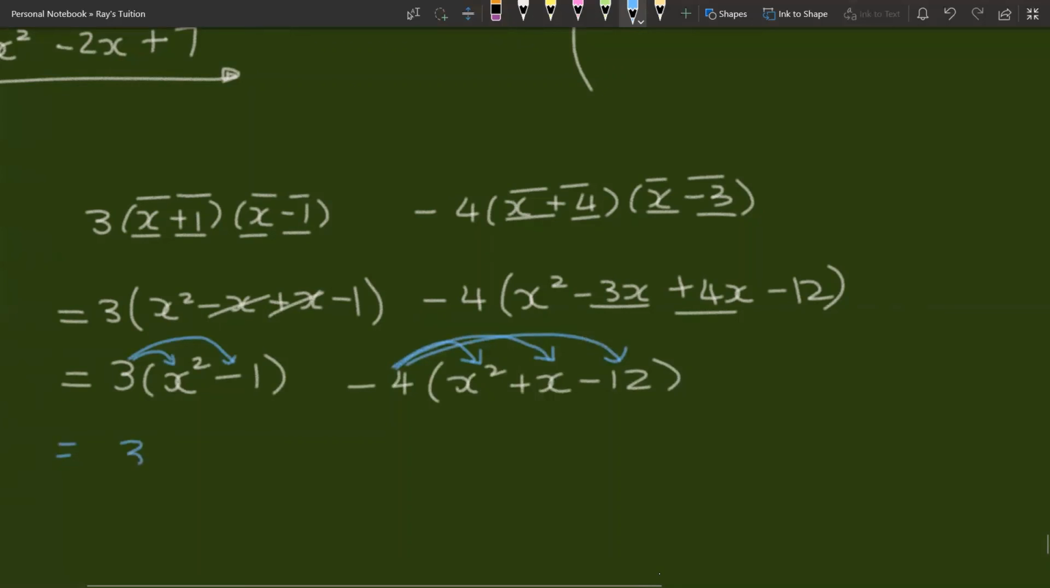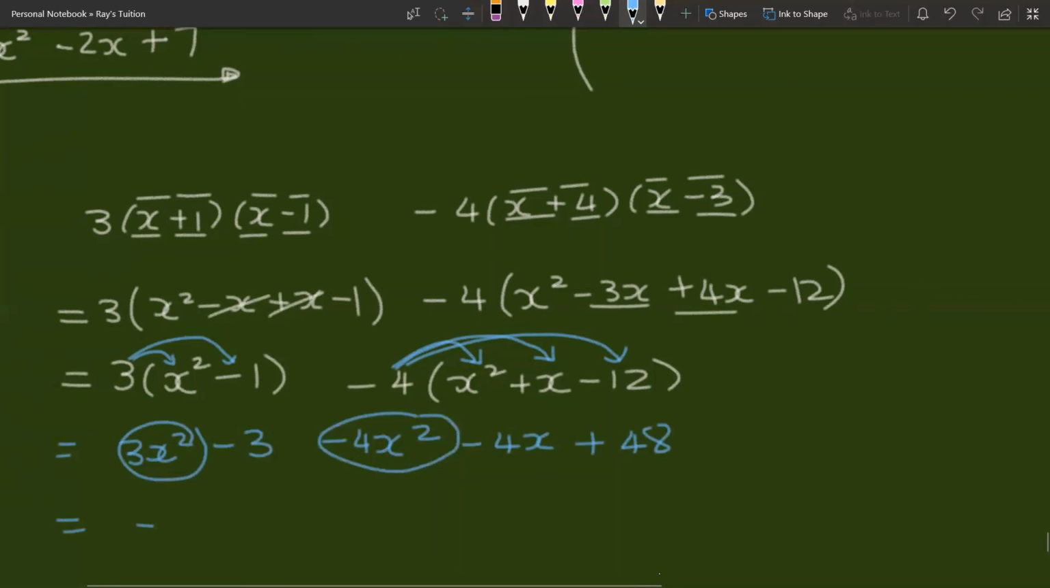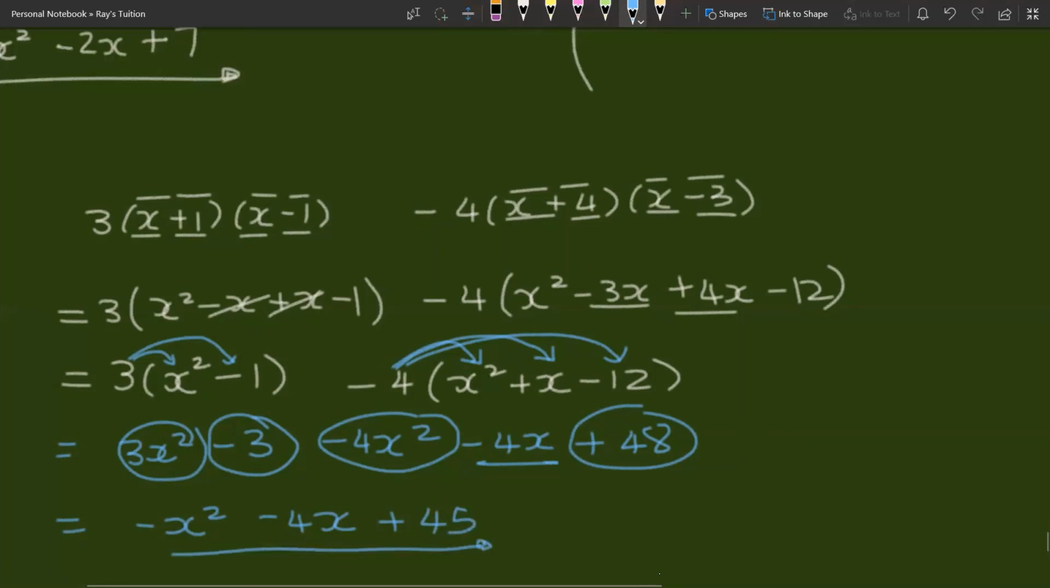So 3 times x squared is 3x squared, 3 times minus 1 is minus 3, minus 4 times x squared is minus 4x squared, minus 4 times x is minus 4x, and minus 4 times minus 12 is plus 48. Now we group our like terms. 3x squared minus 4x squared gives us a minus x squared. We only have one x term, which is minus 4x. And finally, minus 3 plus 48 is plus 45. And that is our final answer.